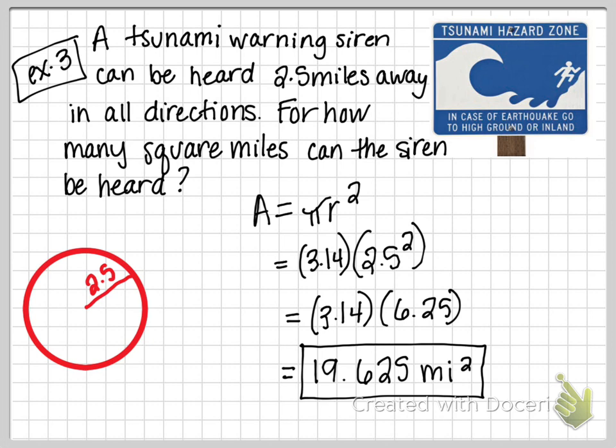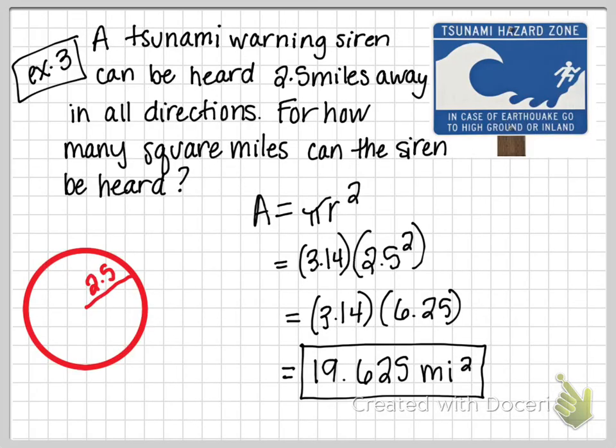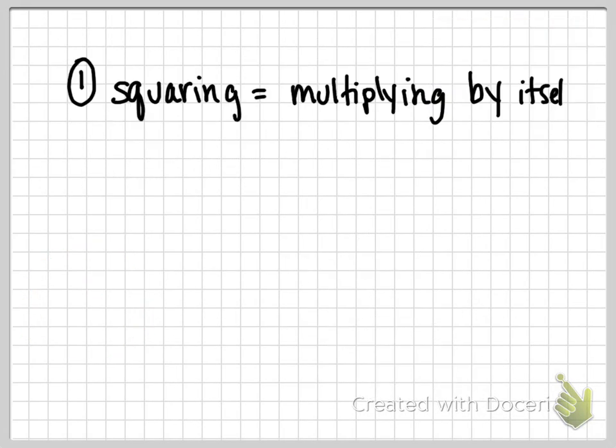All right, that's it. So things to remember in this chapter. Number 1, squaring equals multiplying a number by itself. So, for example, 4 squared is 4 times 4, which is 16.